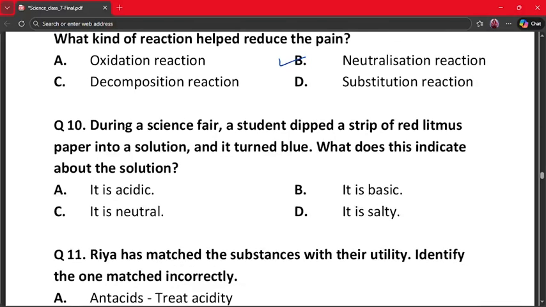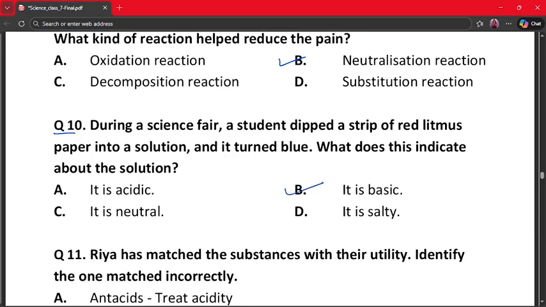Our next question is question number 10. During a science fair, a student dipped a strip of red litmus paper into a solution and it turned blue. What does this indicate about the solution? A. It is acidic, B. It is basic, C. It is neutral, and D. It is salty. The correct answer is it is basic.